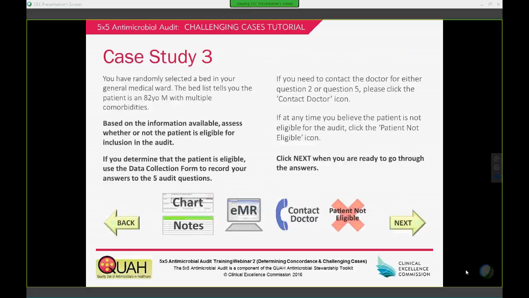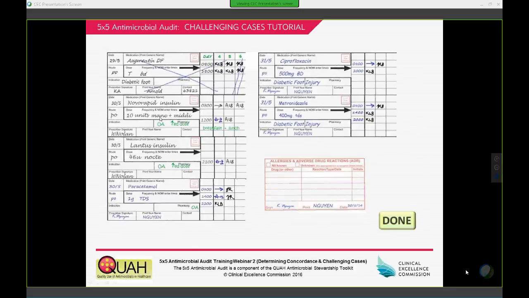Okay, so we'll launch into case study 3, and we have another 82-year-old male who has multiple comorbidities, and we'll go and we'll have a look at his chart. So we've got some insulin here, paracetamol, ciprofloxacin, and metronidazole here. So I can already see that the answer to question 1 is going to be yes, because we've got diabetic foot injury listed here as the indication for those antimicrobials.